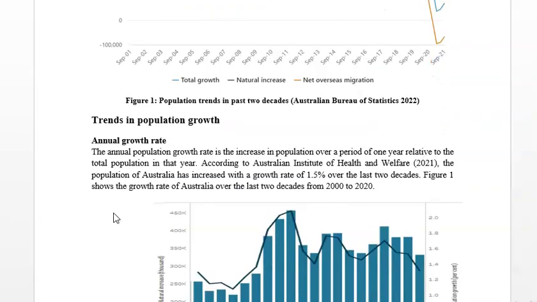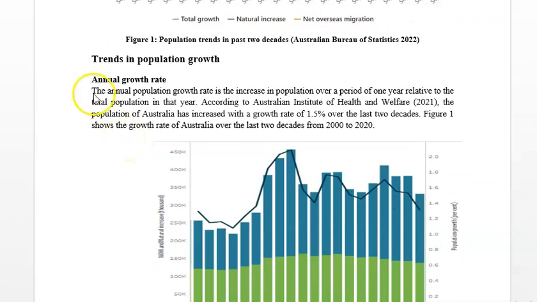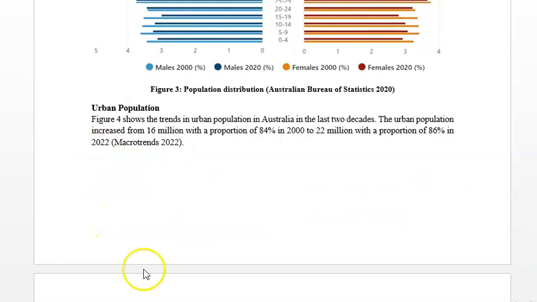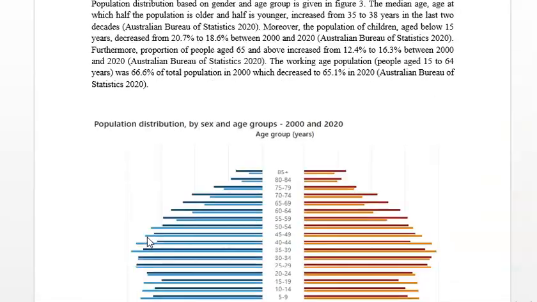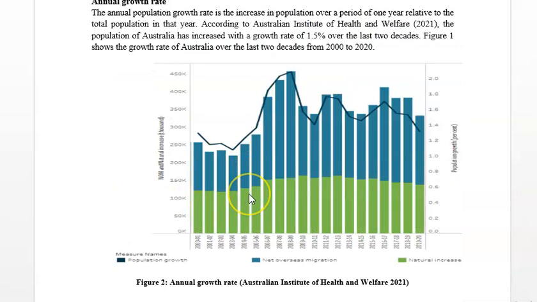In the next section, I have discussed trends in population growth. I have discussed this on the basis of 3 factors. These 3 factors are annual growth rate, population distribution by gender and age group, as well as urban population. The selection for these 3 trends has been done in such a way that it can be related to a business environment within a country. I have used statistical figures for this section also. We can access this information in a similar manner as we discussed earlier.